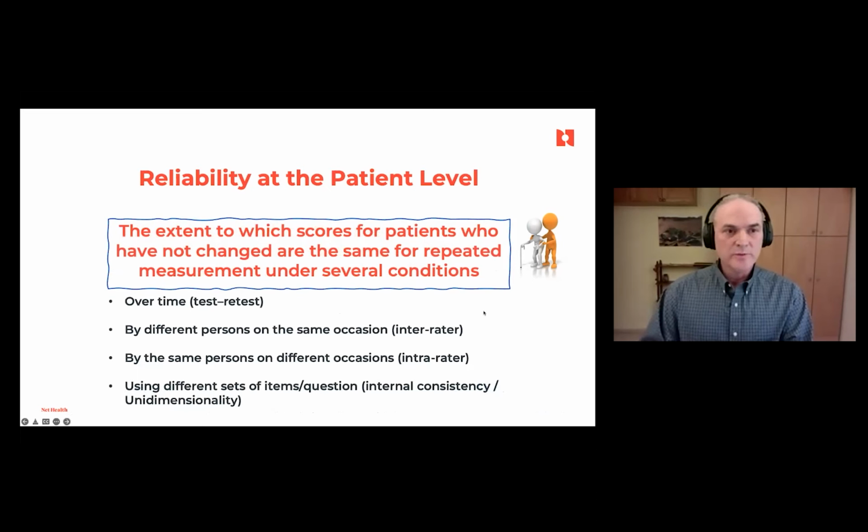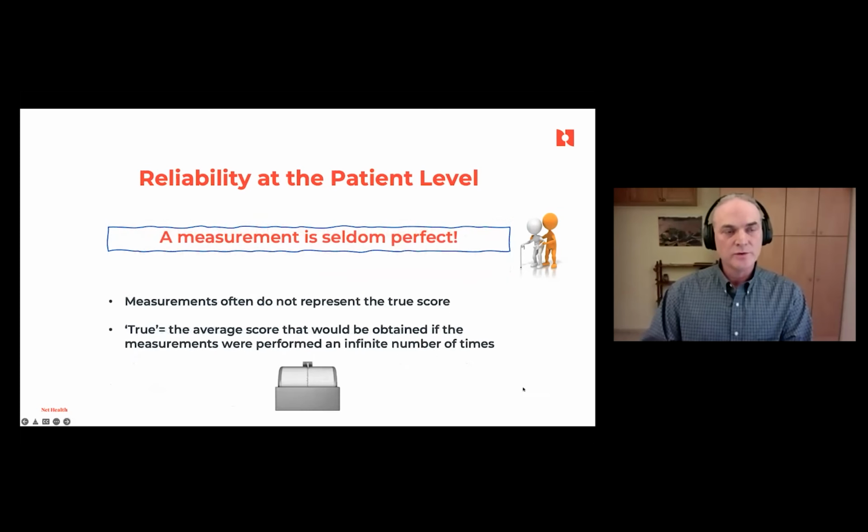The main concept we need to acknowledge about measures in general and reliability specifically is that a measure is typically not perfect. So what we actually measure is probably not the true score. The true score is really something theoretical.